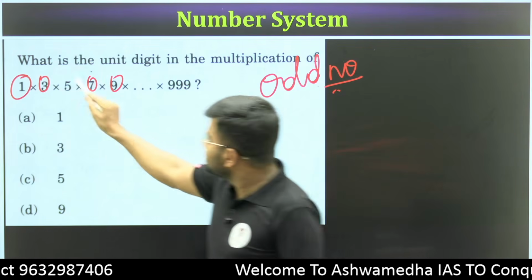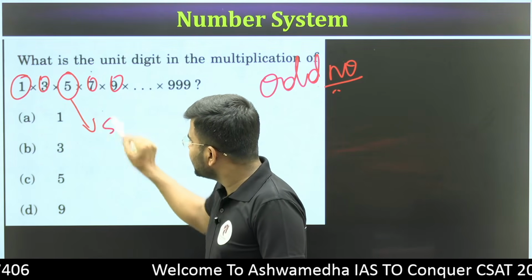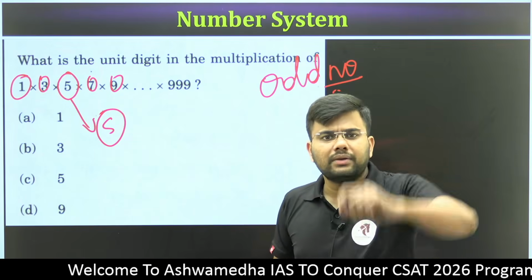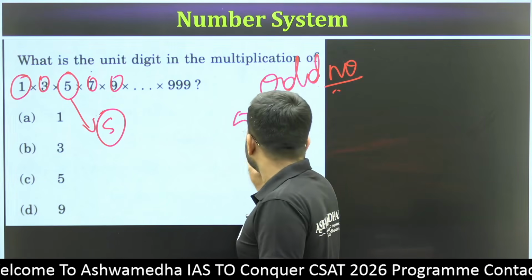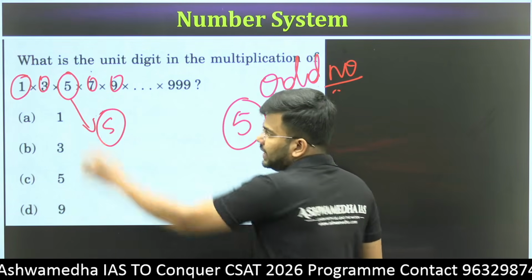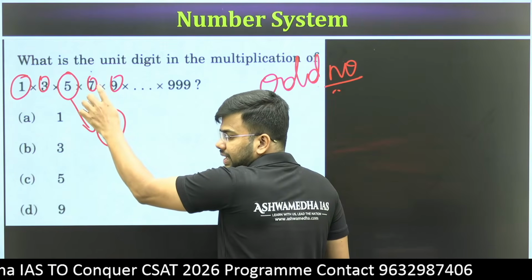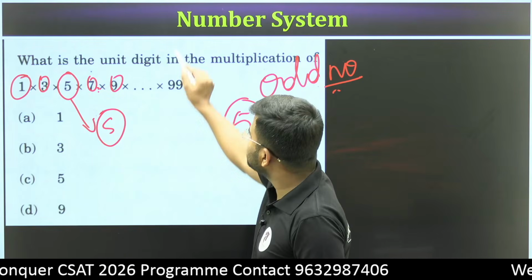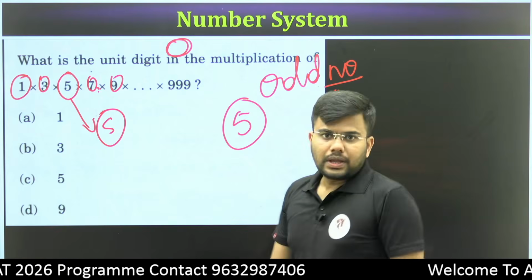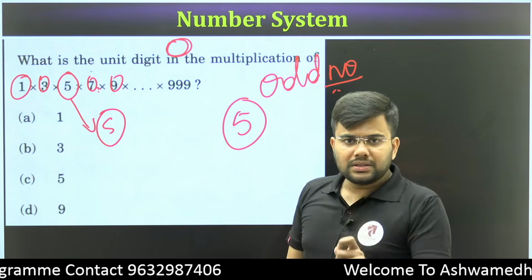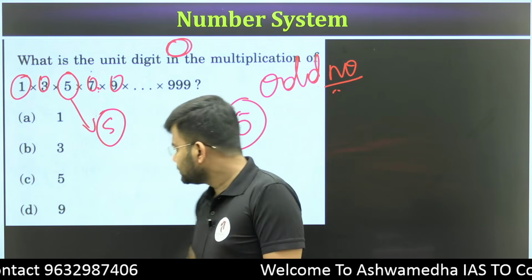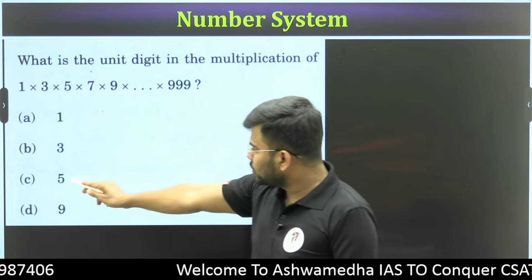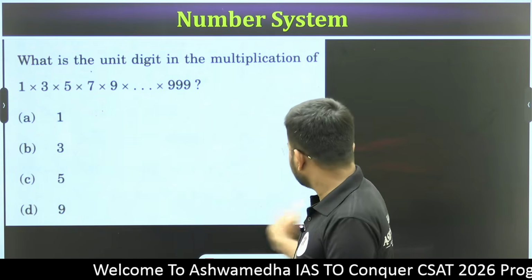And there comes 5. 5 multiplied with any odd number, the unit digit would be 5. If there was any even number, then the unit digit would have been 0. Okay. I hope it's clear. The answer would be 5. Let's see the next question.